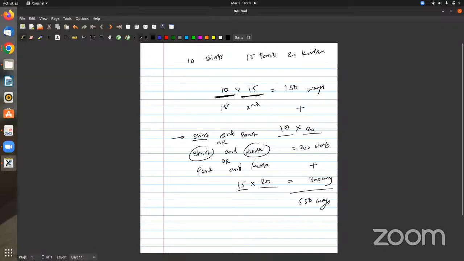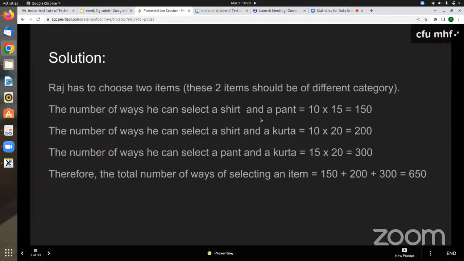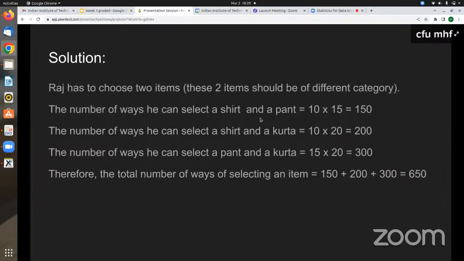Understand? Understood. My understanding was that the shirts and pants were all only shirt and pant. That's fine, it's okay. It's clear, right? Can I ask you a doubt from the tutorial? Maybe we can discuss it at the end. All right, okay. So this is it, right? So 650 should be the answer.